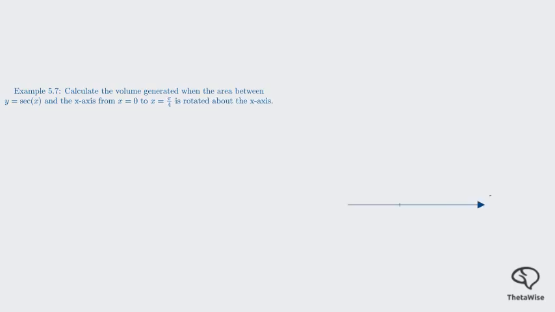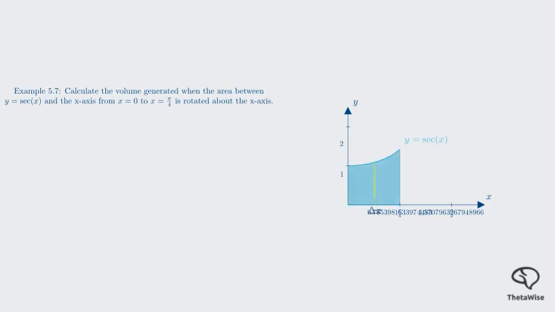This problem asks for the volume when the area bounded by y equals secant of x and the x-axis, from x equals 0 to x equals pi over 4, is rotated about the x-axis. Step 1. Sketch the graph. The secant function is the reciprocal of cosine. Cosine starts at 1 and decreases to 0 at pi over 2. So secant starts at 1 and increases as x approaches pi over 2. The area we are interested in is this region under the secant curve from 0 to pi over 4.